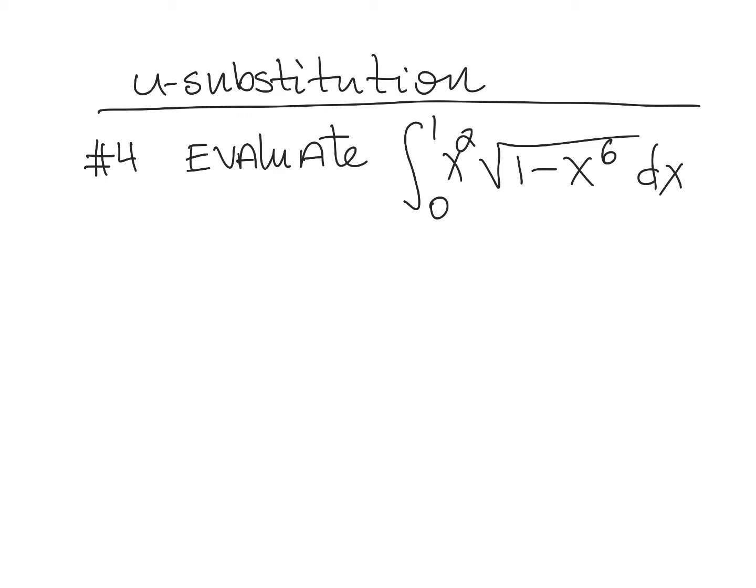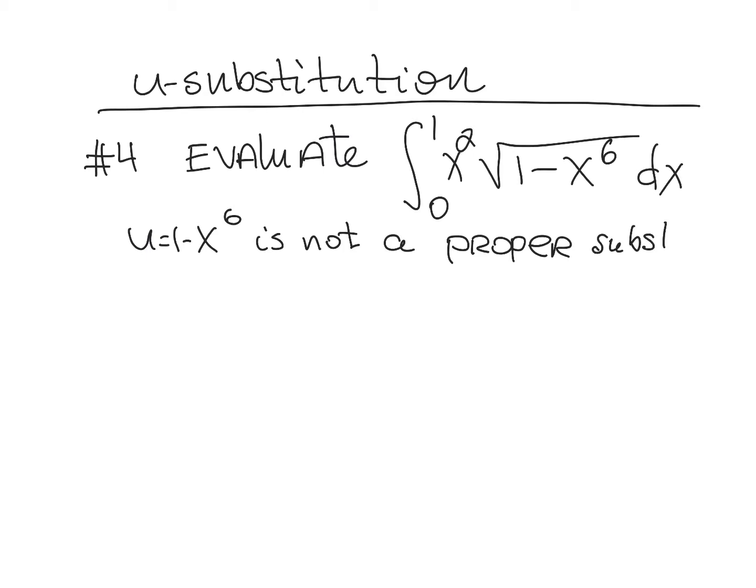First, let's look at the wrong approach. u equals 1 minus x to the 6 is not a proper substitution. It will not lead to the antiderivative of the function x squared times square root of 1 minus x to the 6. You can try it and see what will happen.